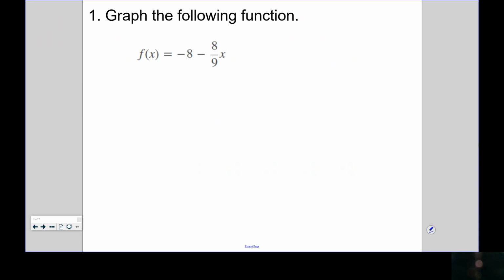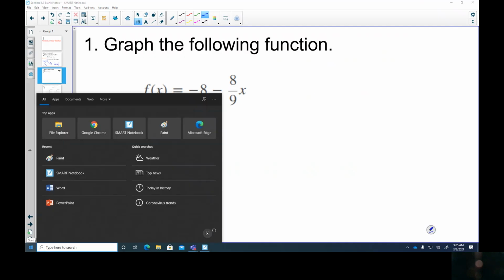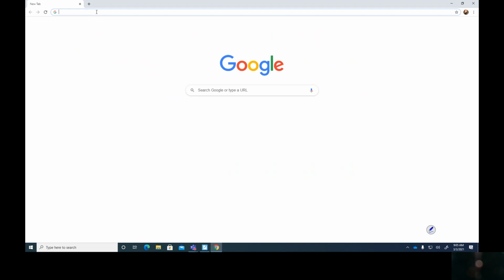So this function is written as f of x equals -8 minus 8/9x. There's lots of ways that you can graph linear functions, but on the homework, the way that the graphing system works on Hawks is that they want you to plot 2 points. So that's how I'll show you in class today. Let me go get a coordinate plane off of Google.